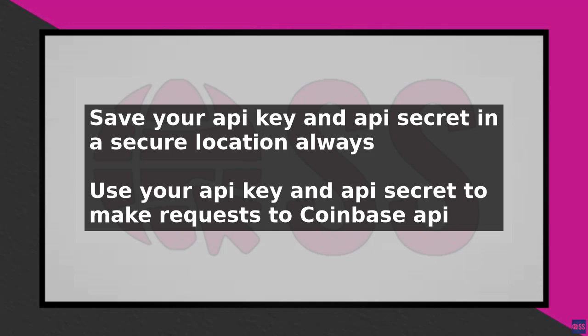account. Once you have saved your API key and API secret, you can use them to make requests to the Coinbase API. This can be useful for a variety of tasks, such as tracking the price of Bitcoin or making automated trades. Remember to always keep your API key and API secret secure, and never share them with anyone. By following these steps, you should be able to find and use your Coinbase API key.